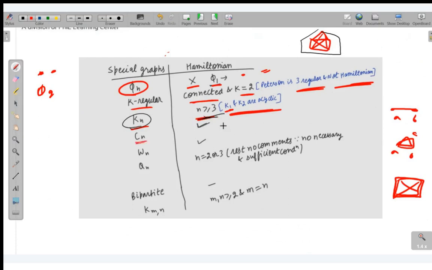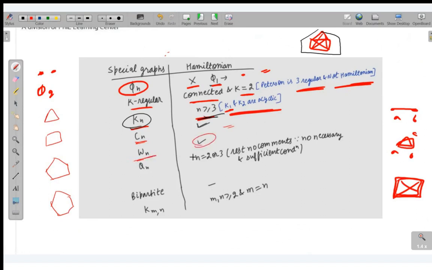Next, the cycle graph. 100% it will be Hamiltonian. C3, C4, C5, C6, everything will be Hamiltonian. Any doubt?